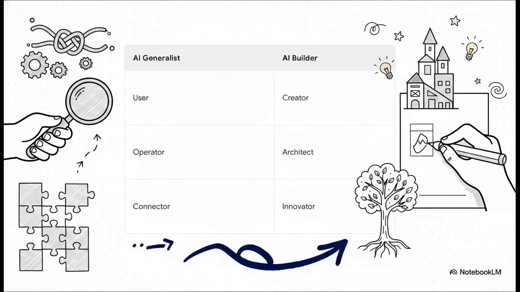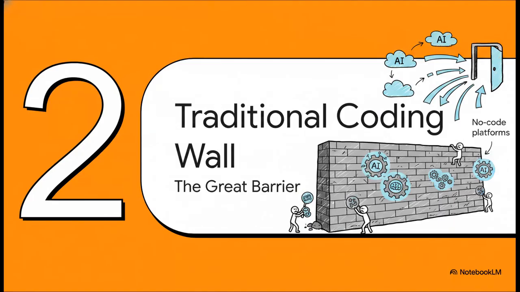And I love this breakdown because it really shows the shift in thinking. You're going from just being a user to becoming a creator. You're moving from being an operator of a tool to being the architect of a system. And you're leveling up from being a connector of different apps to a true innovator. That's the leap we're talking about today. So if so many people have these great ideas, what's been holding them back?